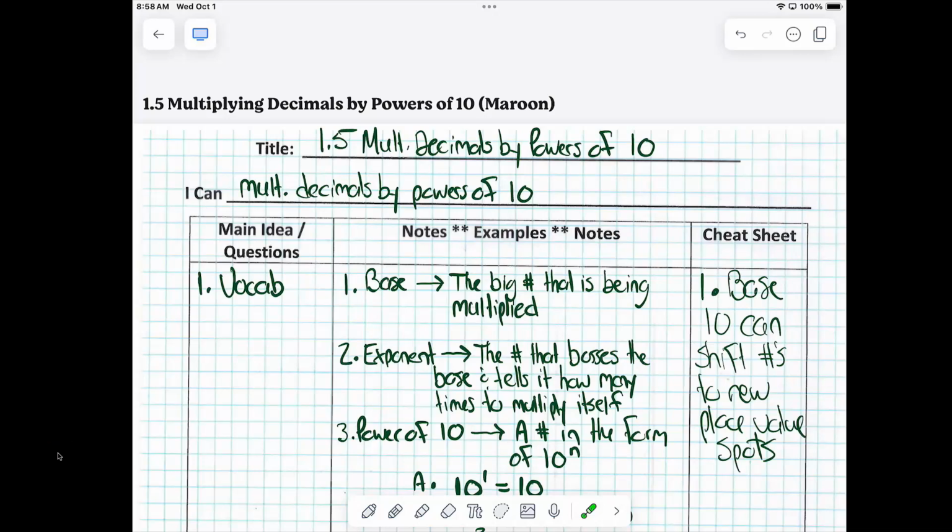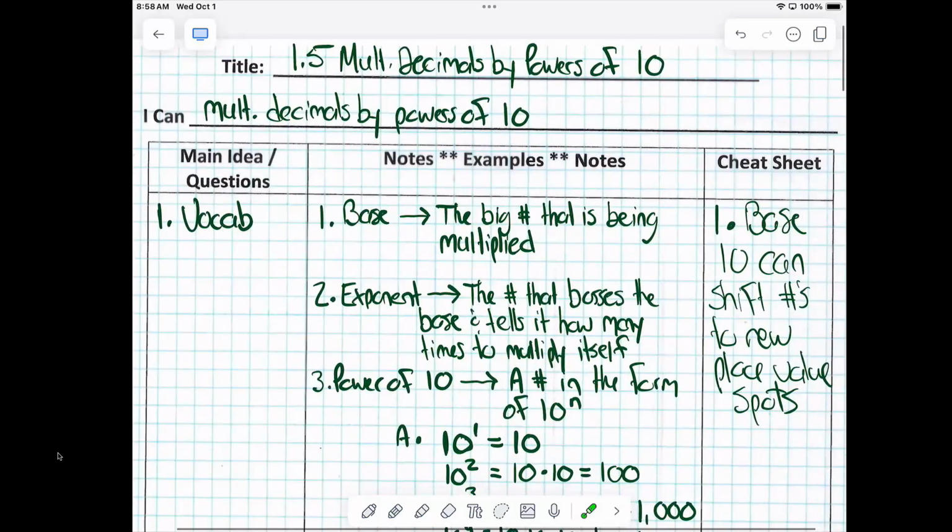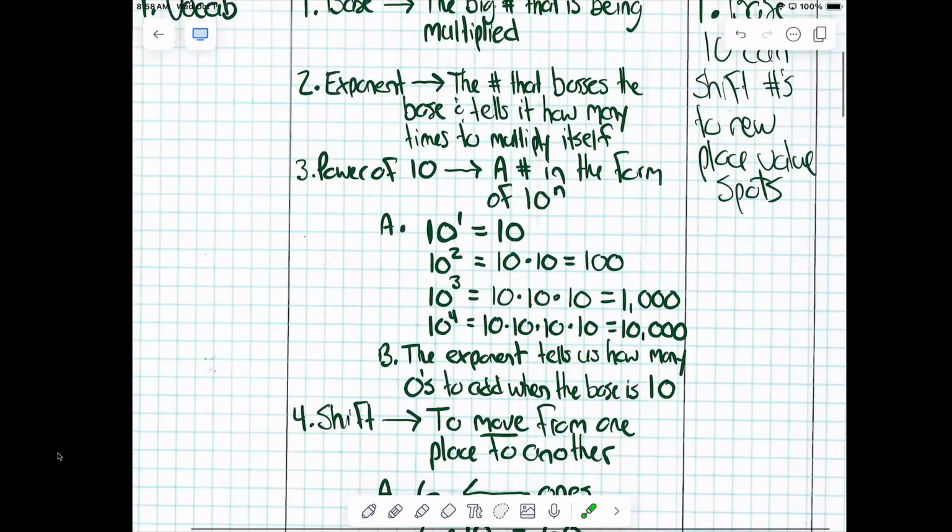Today we finished multiplying by powers of 10. Can you multiply decimals by powers of 10? Yes. All right. This number right here. Which one's the base, the 3 or the 7? 3. Which one's the exponent? 7. So base and exponent, we know the difference between the two, right? Yes.